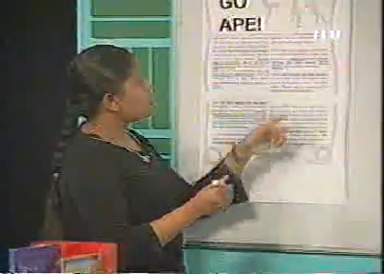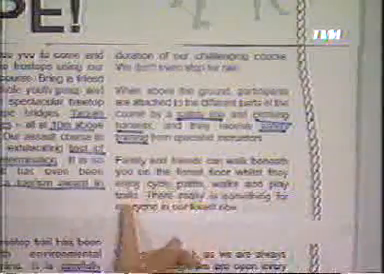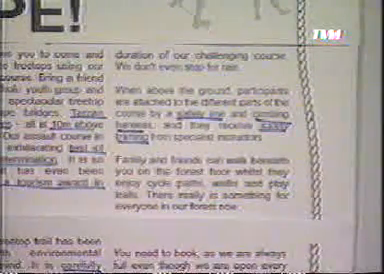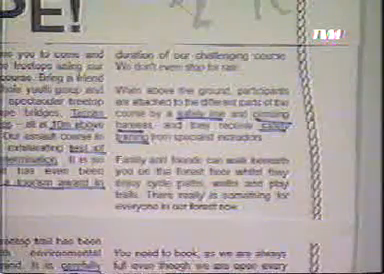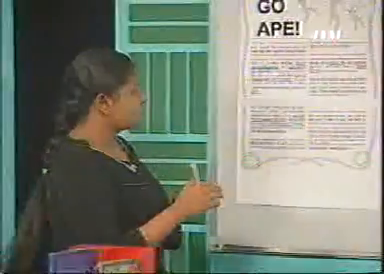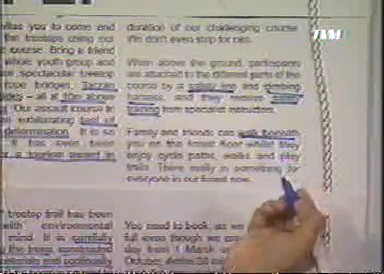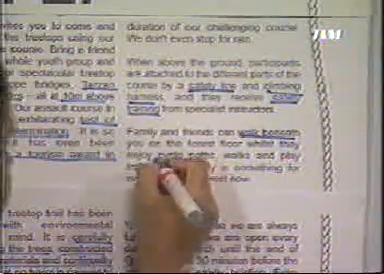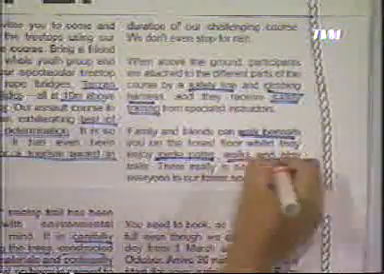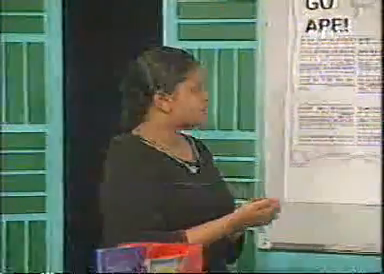Family and friends can walk beneath you on the forest floor whilst they enjoy cycle paths, walks and play trails. There really is something for everyone in our forest. In question F, they talk about what is special for the families, isn't it? So, here they mention that they can walk beneath the forest, they can do cycle paths, walks and play trails. All these are things that the families can also do along with the people who are participating in the course.